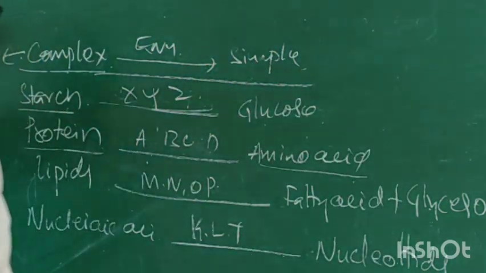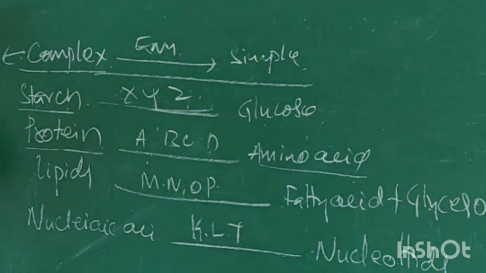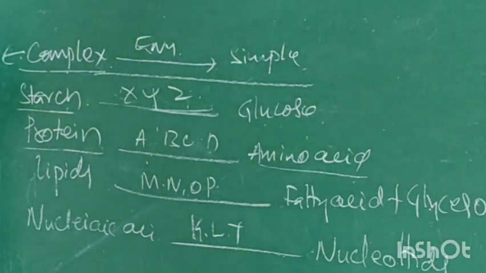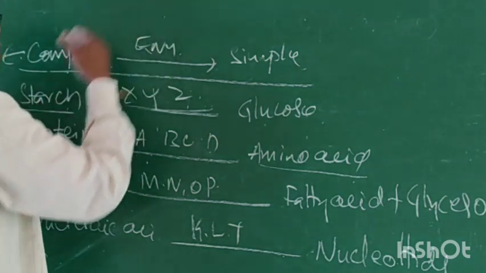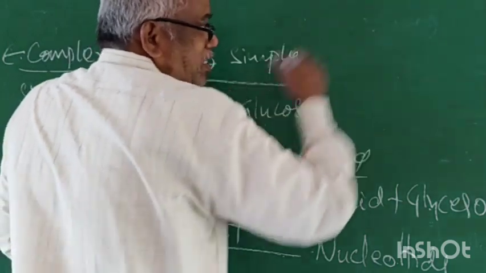Now this protein is complex or simple? Complex. Why is it complex? Because the blood cannot absorb it, which is called complex. Now this complex protein is broken down by many enzymes and forms amino acids.